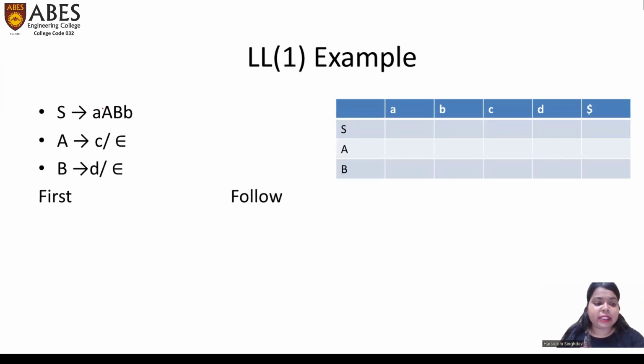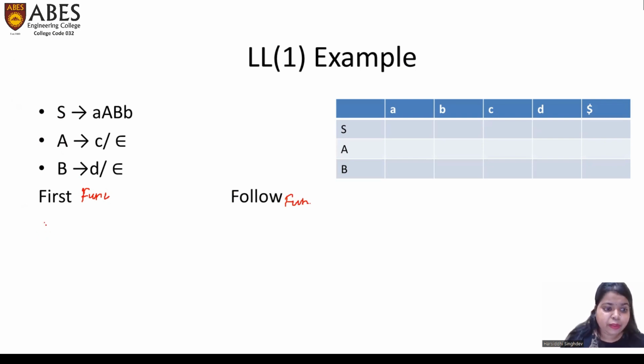For example, this is our production, or this is the grammar given to us, for which we have to check whether this set of productions or grammar satisfies the LL1 parsing rule or not. For this, our first step is to calculate the first function and the follow function. In the previous session, we saw how to calculate first and follow.